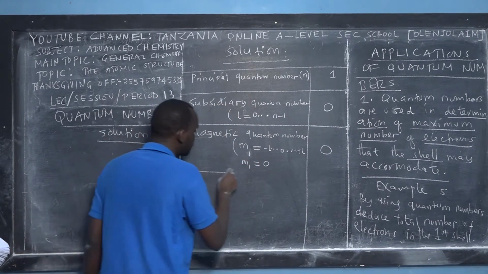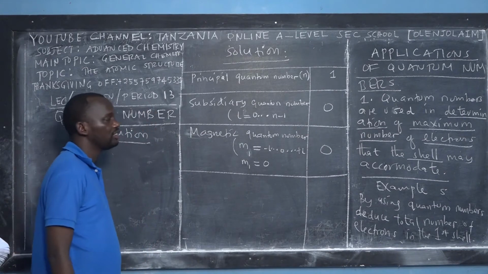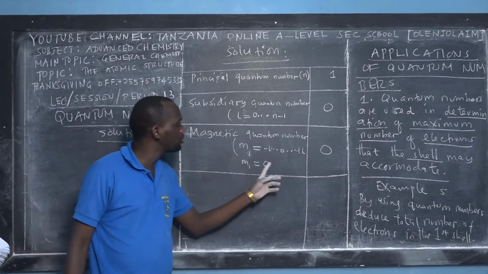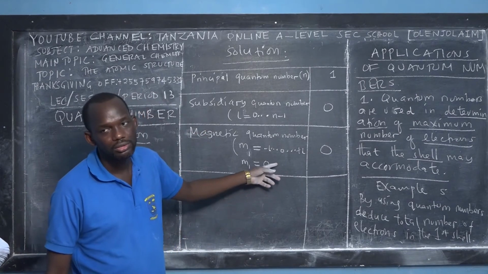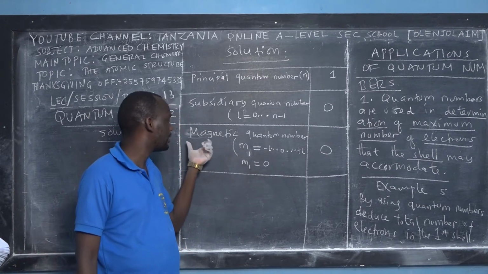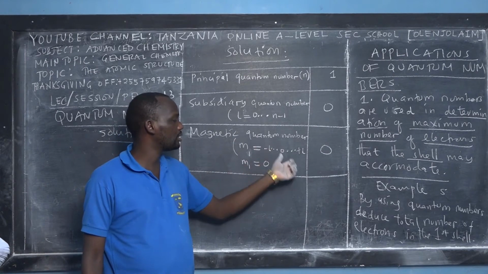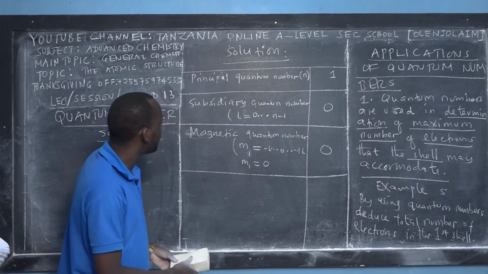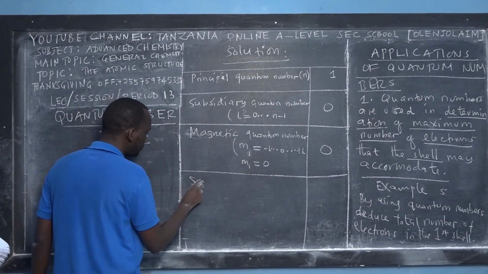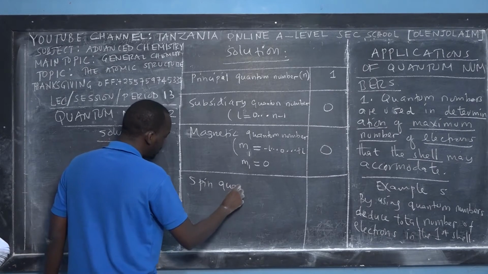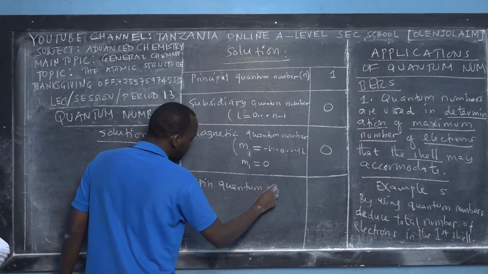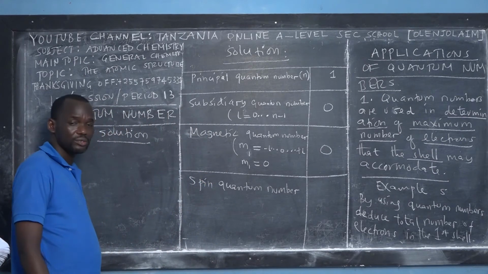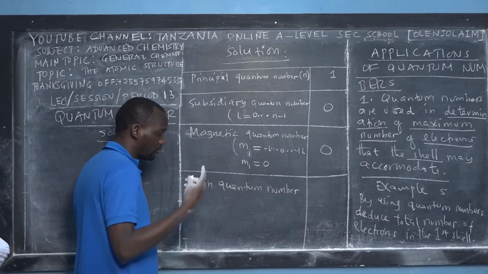Then the next quantum number is the spin quantum number. How many orbitals? When M is equal to 0, this is only one orbital. I know the number of orbitals by its magnetic quantum number. Because you have only one orbital, it means that it can accommodate only 2 electrons. That's the maximum capacity of one orbital.